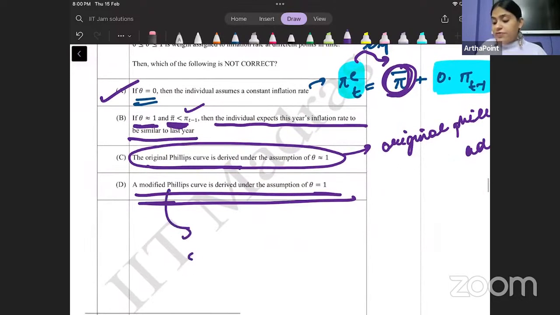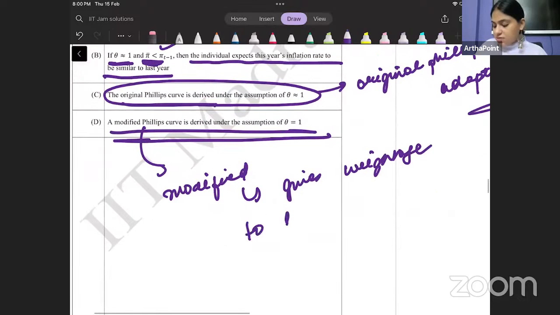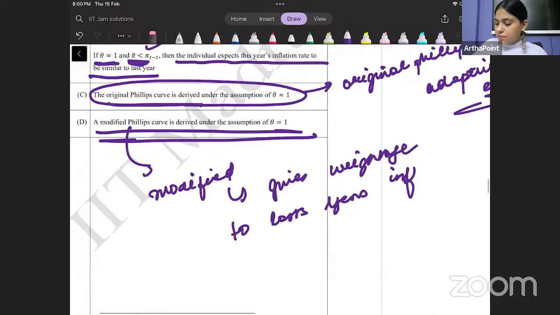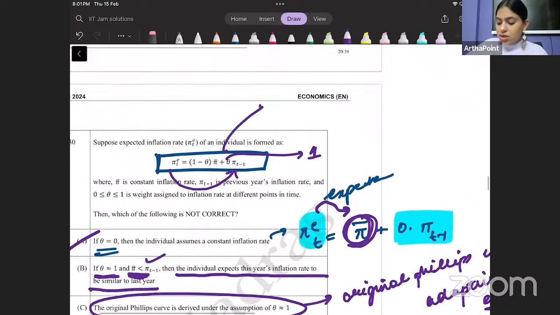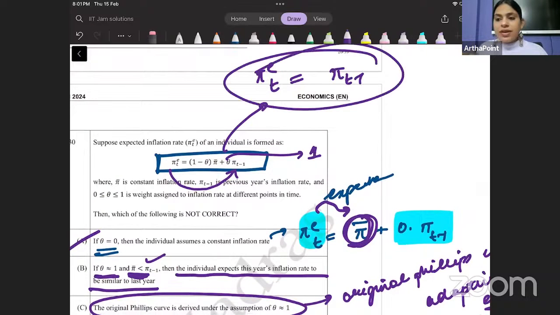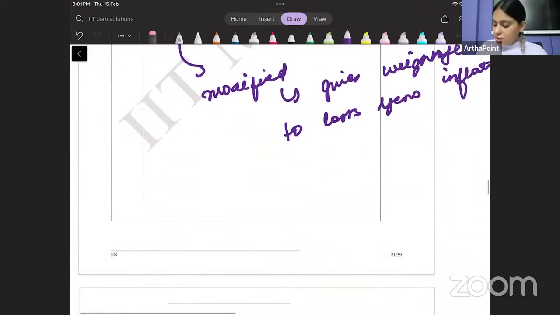No, the modified Phillips curve basically goes ahead and gives weightage to last year's inflation, but it also gives weightage to the error that people are making, right? So in the modified Phillips curve, if I put theta as 1, I will just say that this year's expectation is last year's inflation. Meaning I have not worked out my error at all. So then you can just understand how to solve this, okay?